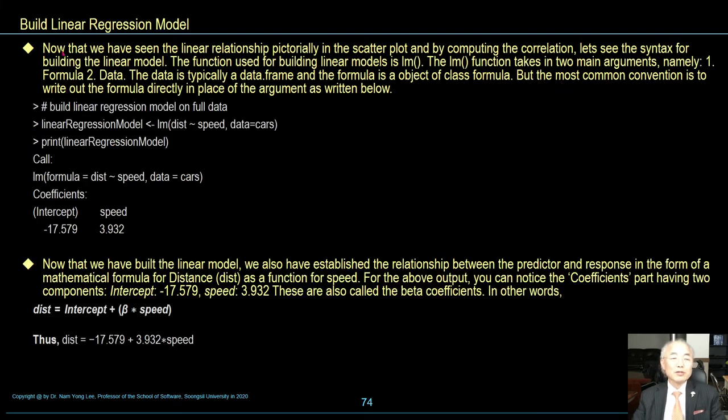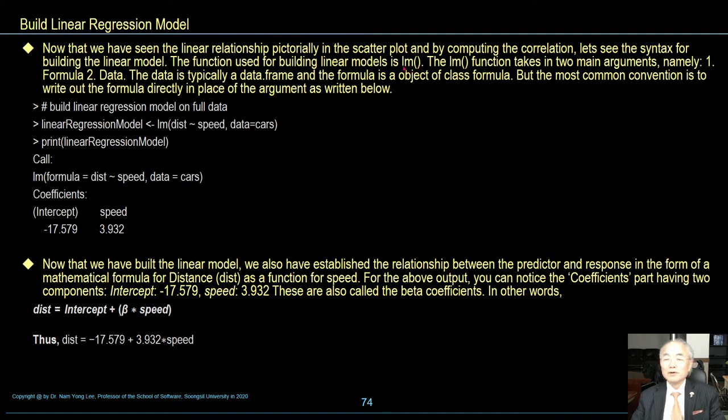Let's build a linear regression model. Now that we have seen the linear relationship pictorially in the scatter plot and by computing the correlation, let's see the syntax for building the linear model. The function used for building a linear model is the lm method or command.